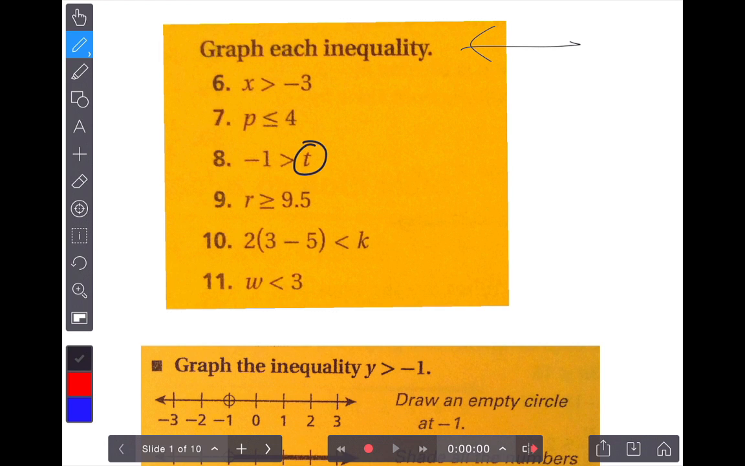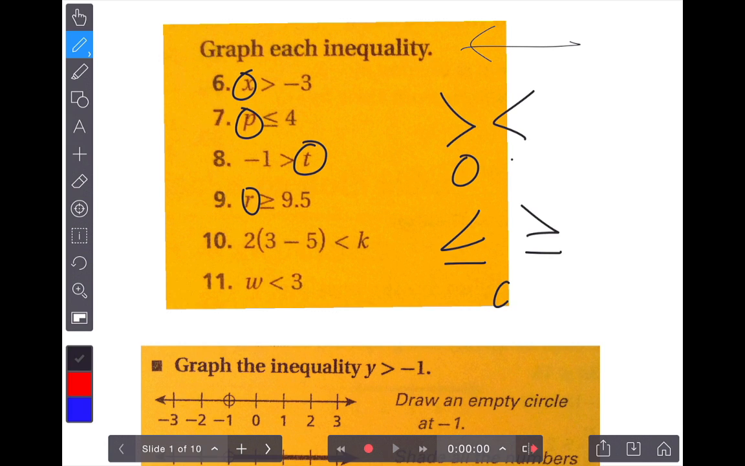Basically, you notice that there's a variable on each side. So really what I'm looking for is the fact that you understand that if it's this or this, it's open. But if it's less than or equal to or greater than or equal to, it's solid. Okay? And the fact that you know which direction the graph is supposed to go. So let's take this out of the way. And let me show you this right here.